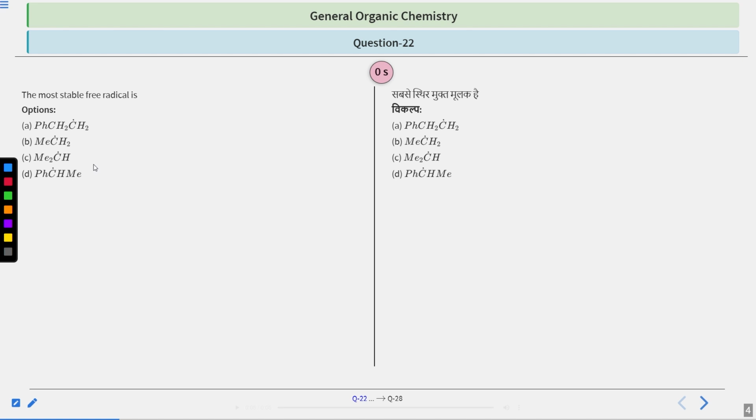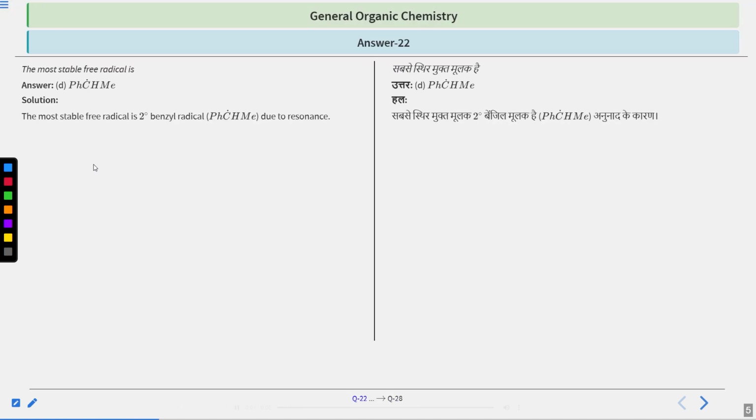Okay, let's see. The correct answer is option D, that is PhCH free radical Me. So the most stable free radical is the secondary benzyl radical, like the given option, which is the answer, due to the resonance property shown by the benzene ring.